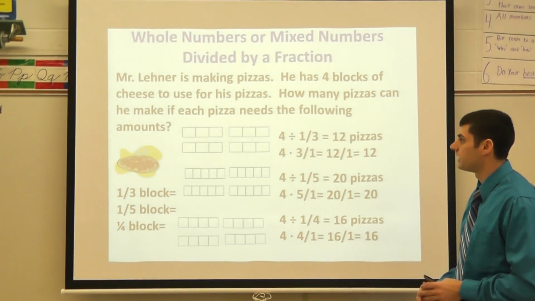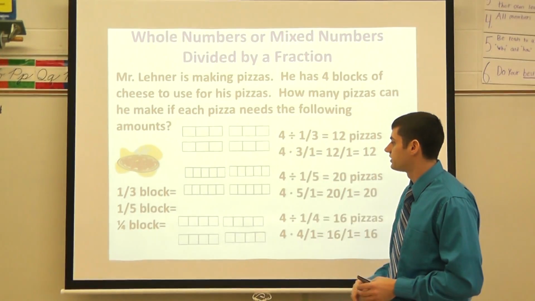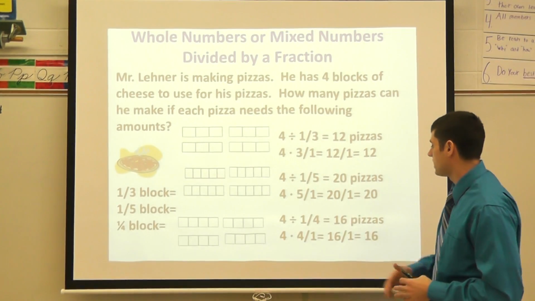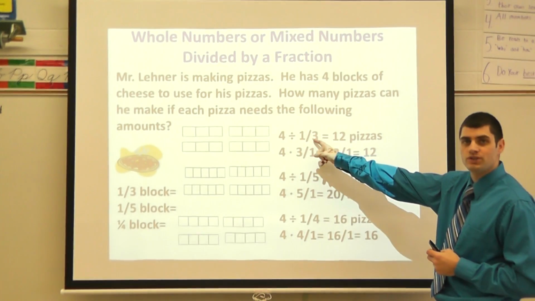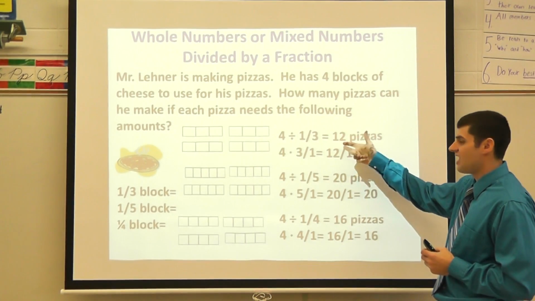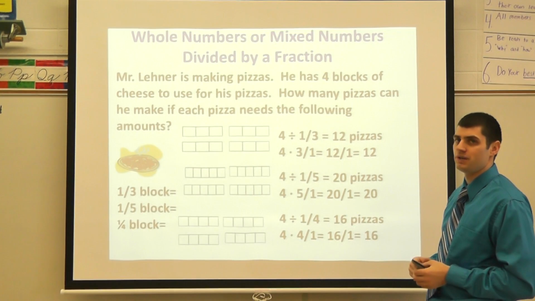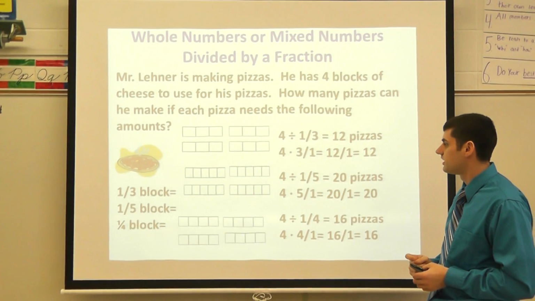Now let's take a look at something here. I see thirds, I see fifths, and I see fourths. I don't understand that when I look at my answers here, if I'm using a 3rd block of cheese, how am I only getting 12 pizzas? But if I use a 5th, I can get 20 pizzas. That doesn't make sense to me.